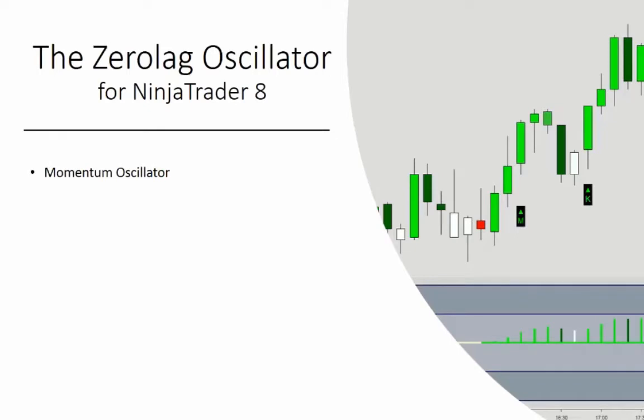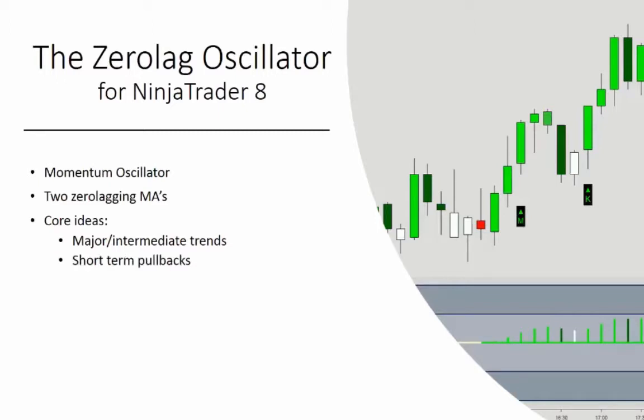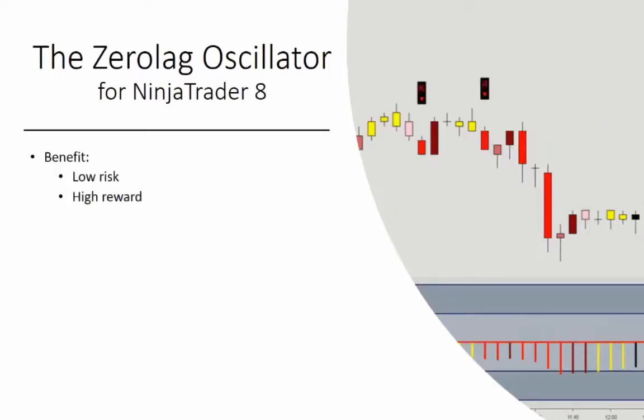All right, so the Zerolag Oscillator is a MACD type momentum oscillator based on two zero-lagging moving averages. The design of the indicator follows two main ideas, namely to establish the major and intermediate trend bias, and then look for short-term pullbacks into the trend, and then enter at the confirmation or the continuation of the trend. The benefit of this approach is that we are able to locate potentially low risk and high reward trade setups.